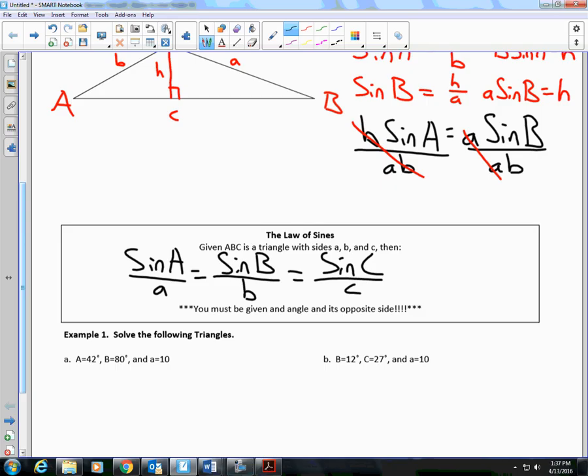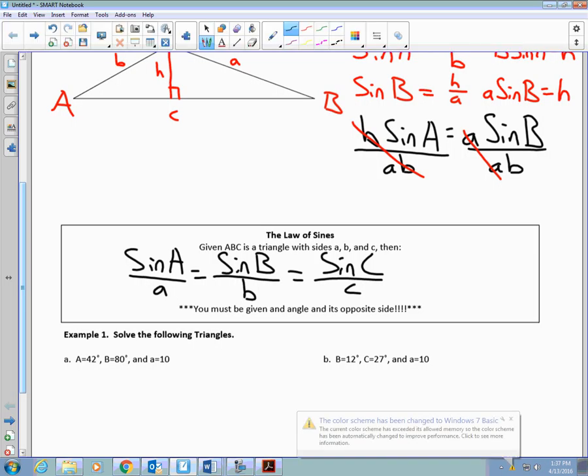That's called the law of sines. And it's really, really important. It's helpful. It's good stuff. And it's easy to remember, isn't it? That's part of what I love about it. Sine of A over A, sine of B over B, sine of C over C.